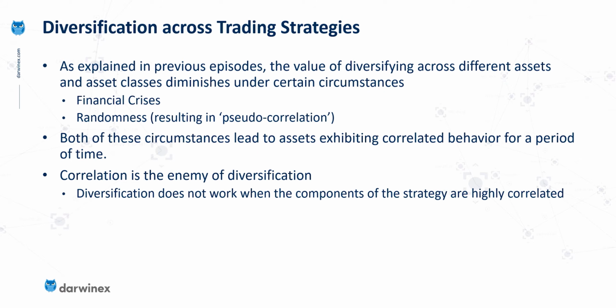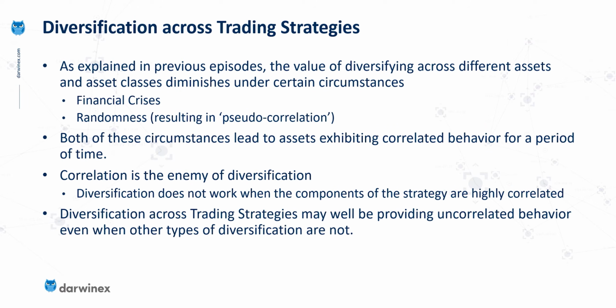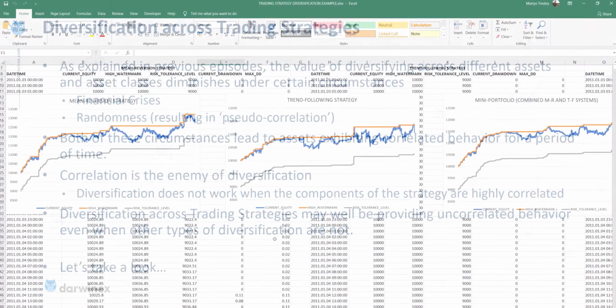And when one of these situations is in play that does lead to correlated behaviour, that's when the real value of trading strategy diversification comes into play, because the behaviour of the trading activity from this technique can still provide benefits even when the other types are not. So just like we have for other techniques, let's now take a look at this.